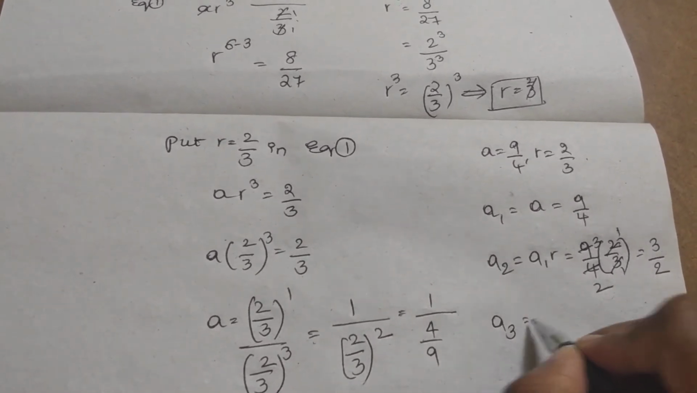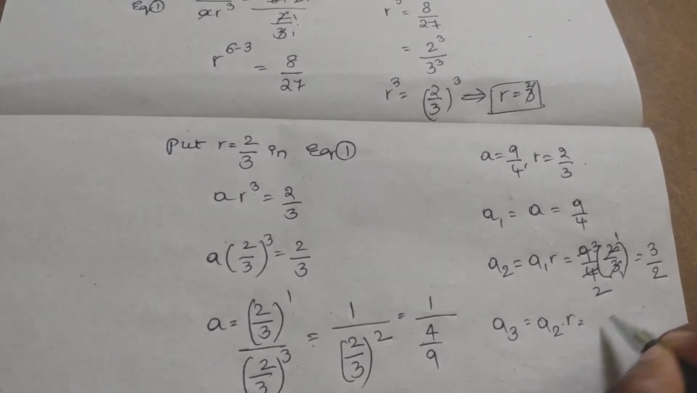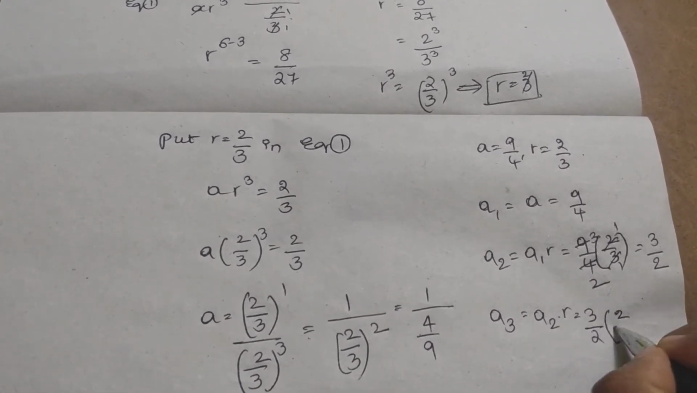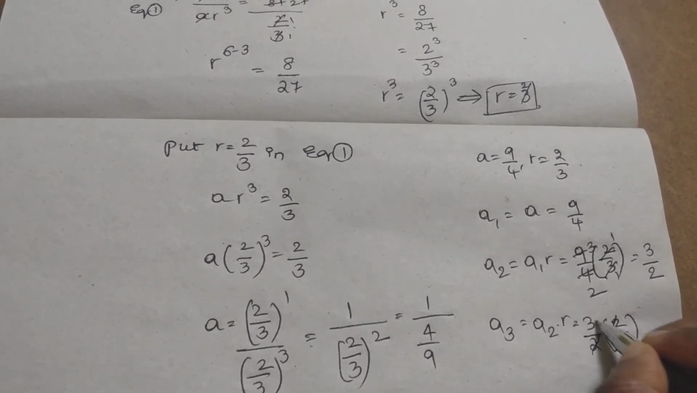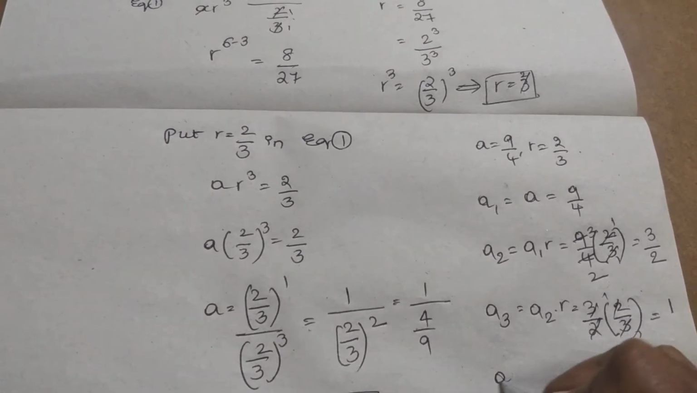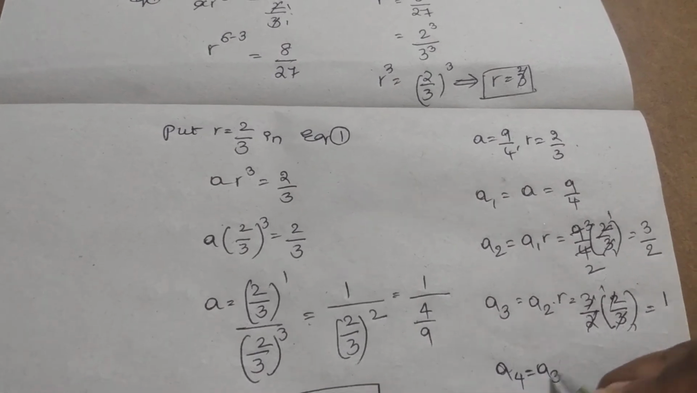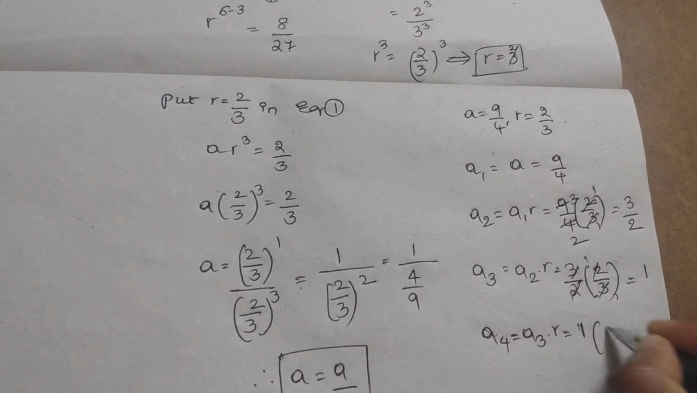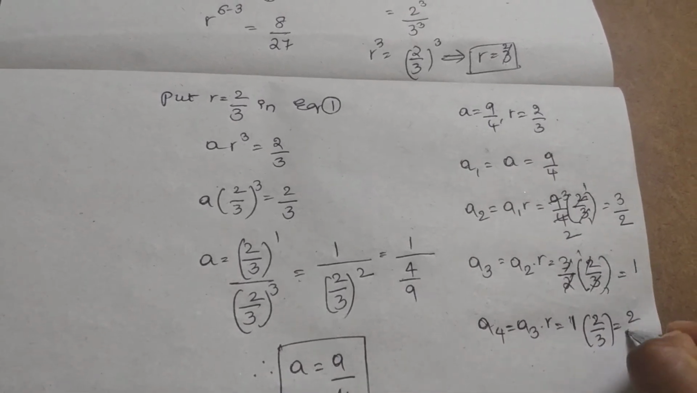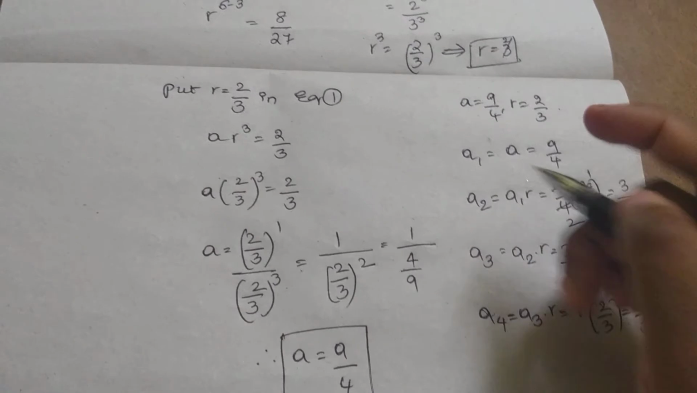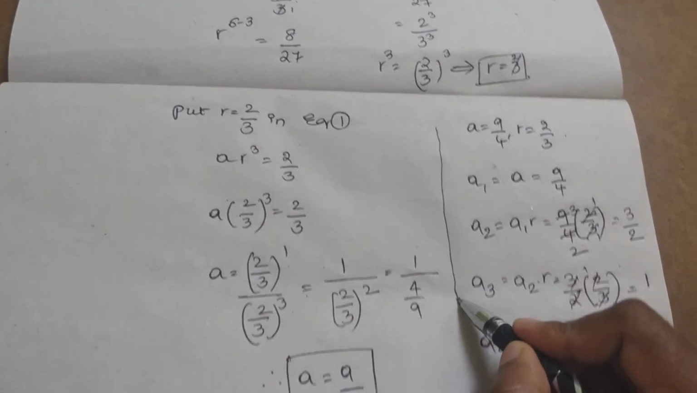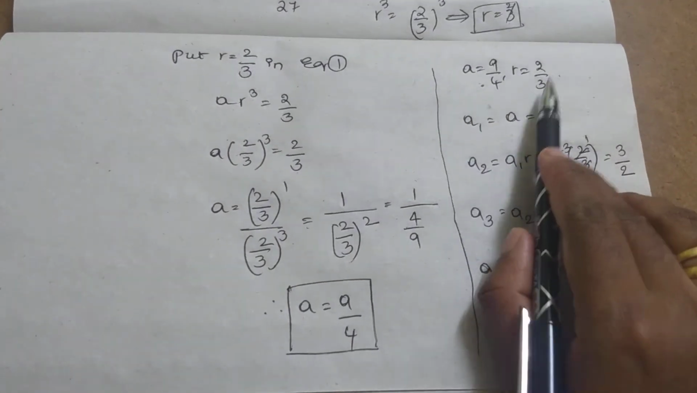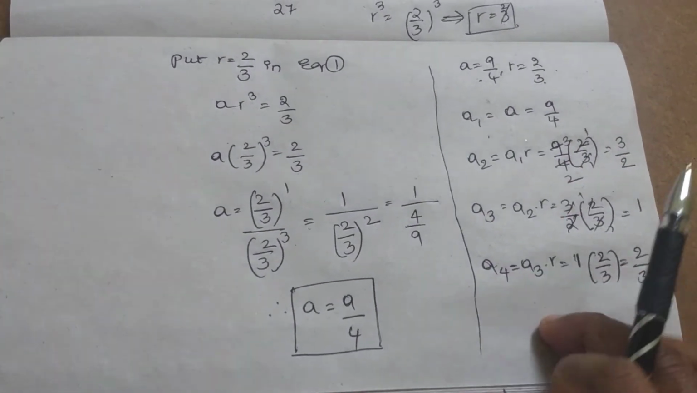What is a3? a3 is a2 into r. What is a2? Here it is 3 by 2 into r, which is again 2 by 3. So it is 1. What is a4? a4 is a3 into r. What is a3? 1 into 2 by 3. It becomes 2 by 3. Correct? So we got the a value, we got the r value, and we got a1, a2, a3, a4 values.